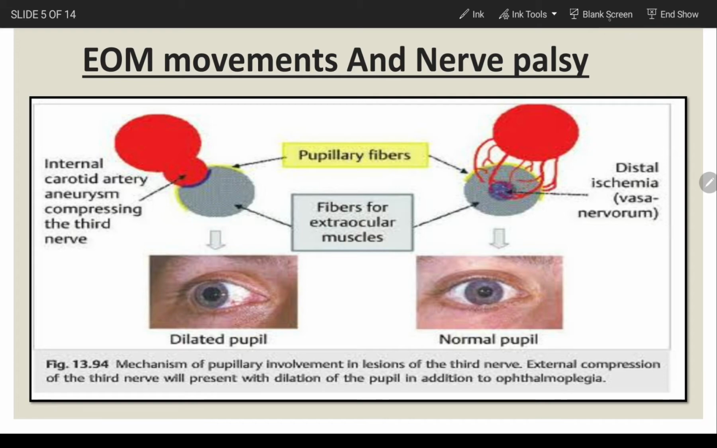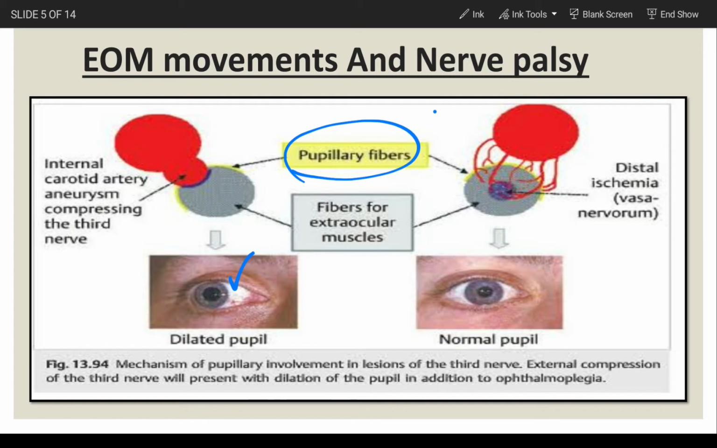Now coming here, very simple, whenever there is an injury to the third nerve, there are 2 different etiologies. One is a compressive etiology. Here the peripheral pupillary fibers are affected, in turn reflecting a dilated pupil. Because pupillary fibers are parasympathetic to the pupil, and what is parasympathetic to the pupil causes miosis. So those miosis-causing fibers are affected, in turn resulting in presentation with mydriasis or dilated pupil.